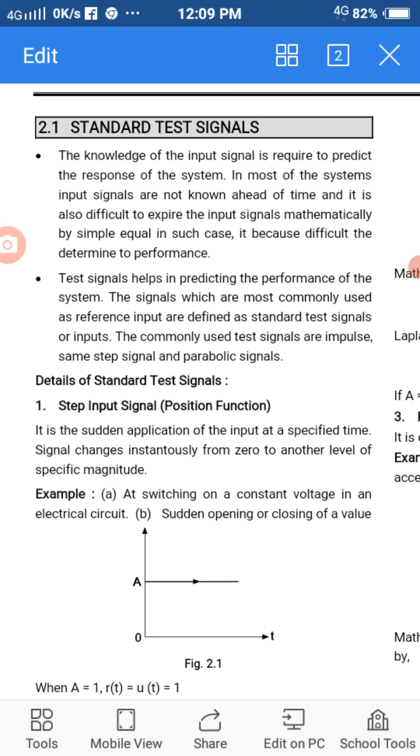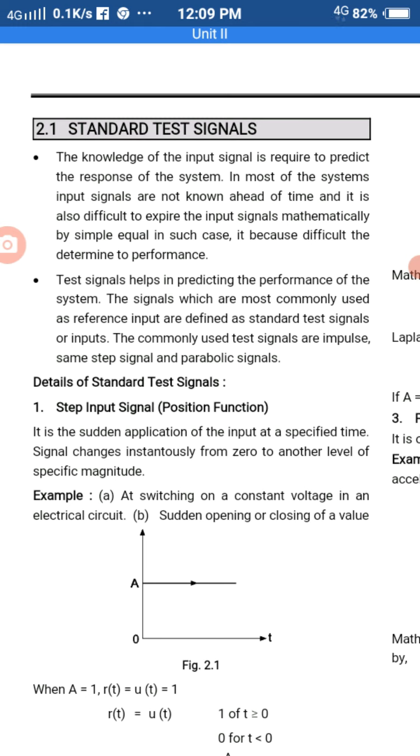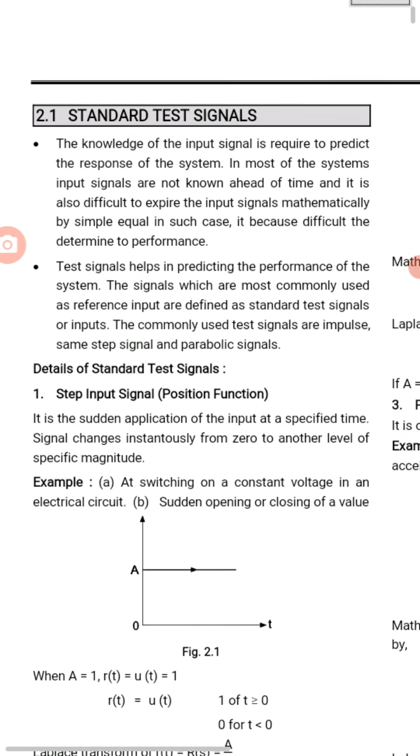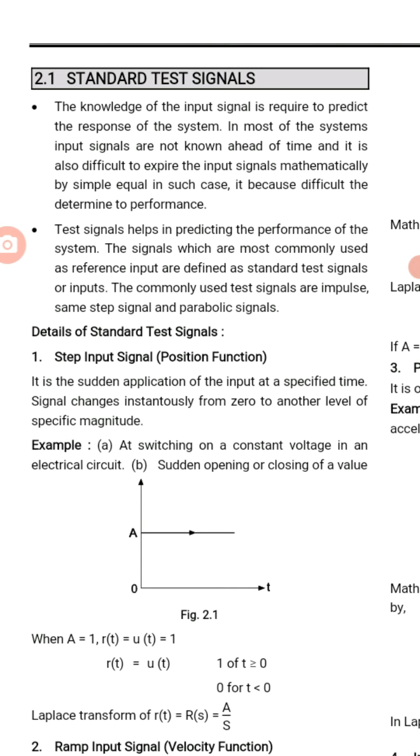When input is standard 1 volt DC supply, or it is also called 1 volt step input signal, and output is suppose 20. What is gain of the system? It will be 20, because input is 1 volt step input signal or 1 volt DC supply and output is 20 volt DC, means I can say that gain of the system is 20.